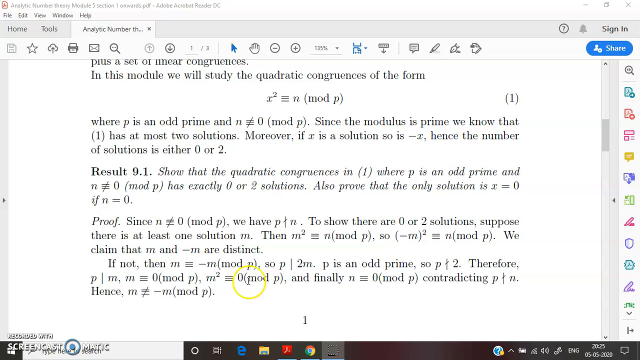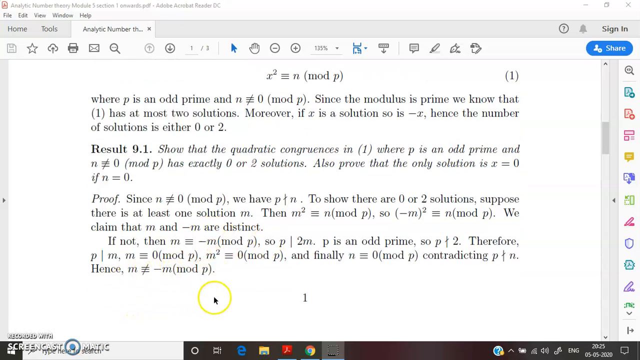So if m square is congruent to 0 mod p, and what is m square? m square is n, so clearly n is congruent to 0 mod p. But we have already assumed that n is not congruent to 0 mod p. So that is a contradiction. p does not divide n. So our assumption was wrong. We said that m and minus m are not distinct. That is wrong. So m and minus m are distinct. That means m is not congruent to minus m mod p.